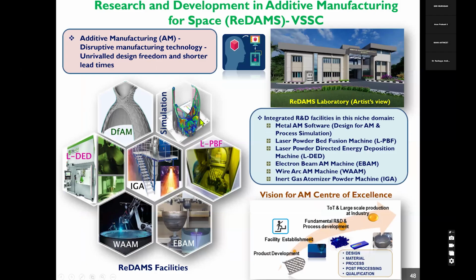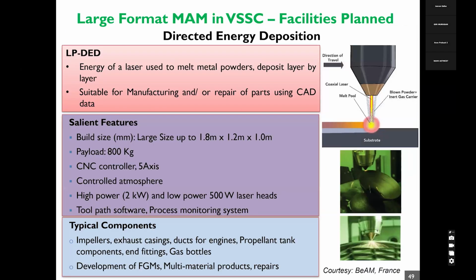So at VSSC, we are establishing all these facilities as shown here. We have the software which can carry out DFAM of components and also simulation of the process. We also have a laser powder bed fusion machine and a laser DED machine installed. And we are very shortly going to get an electron beam additive manufacturing machine and also an inert gas atomizer for making the powders. And also we are going to get a very large size wire arc additive manufacturing machine which is capable of 5-meter class components. So coming to DED, we can make components as large as 1.8 meter by 1.2 meter by 1 meter.